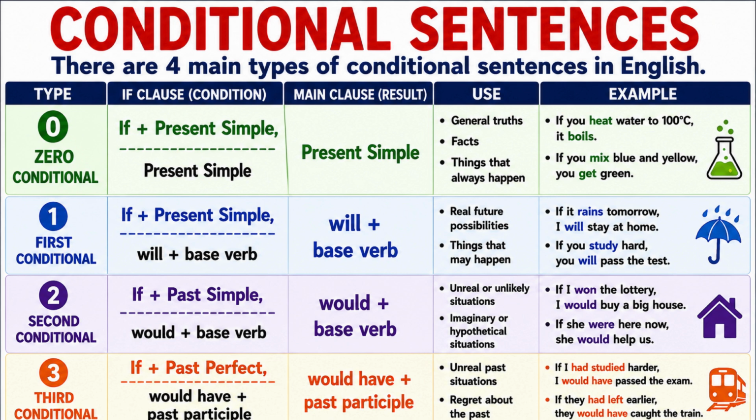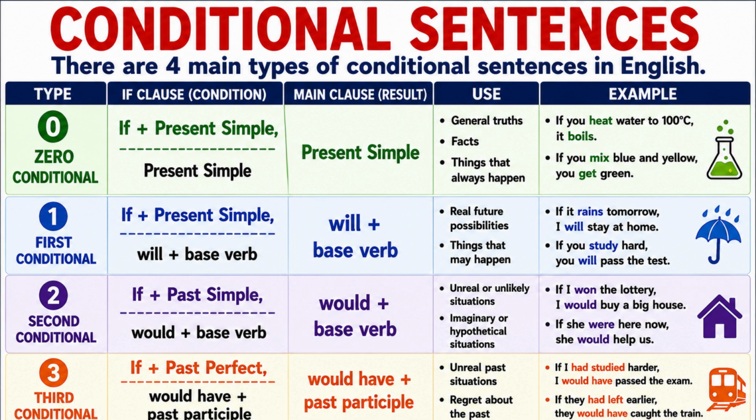3. Second conditional. Use. The second conditional is used for unreal situations, imaginary situations, dreams, giving advice. Structure. If plus past simple, would plus base verb. Examples: If I won the lottery, I would buy a big house. If I were you, I would study harder. If she had more time, she would travel more. If they lived here, we would visit them often.